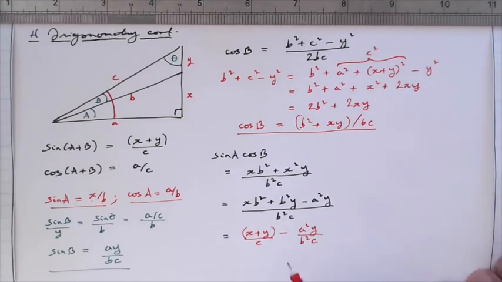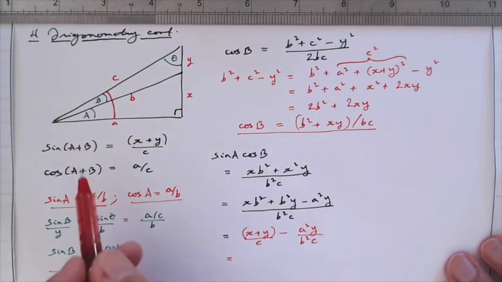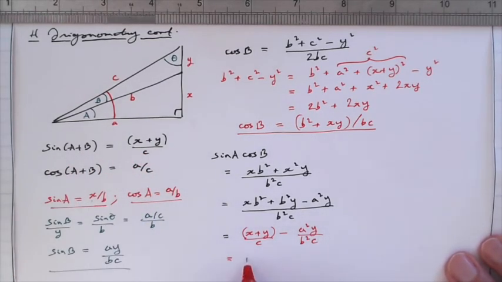And let's see if we can relate this to things that we already have. Well, what's very nice is that we see that x plus y over c is our sine of A plus B. That's good. And what about this term? Well, this is a over b times ay over bc. So if I multiply cos A by sine B, I'll get a squared y over b squared c. Hooray! That's lovely. I'm quite relieved actually that that worked out. So that's cosine A sine B.